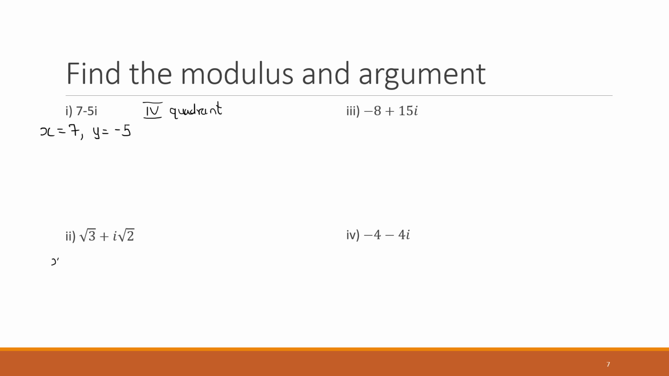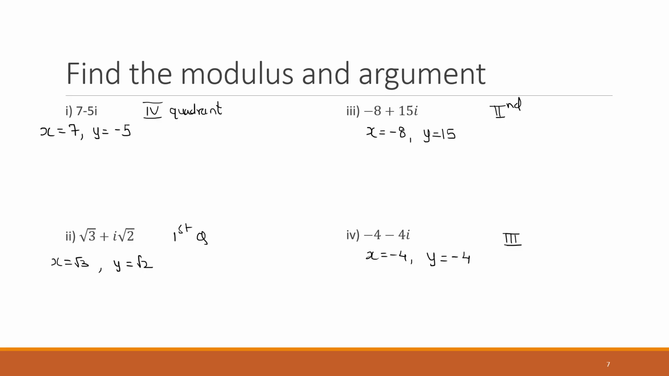सेकेंड देखते हैं. My x is √3, y is √2. दोनों पॉजिटिव है. So it is lying in first quadrant. कहाँ lie कर रहा है? First quadrant. Here third one, x is -8, y is 15. x negative, y positive. Which quadrant? Second quadrant. Last, x negative है, y भी negative है. Which quadrant? Third quadrant. Correct?